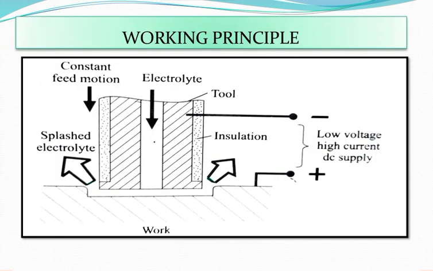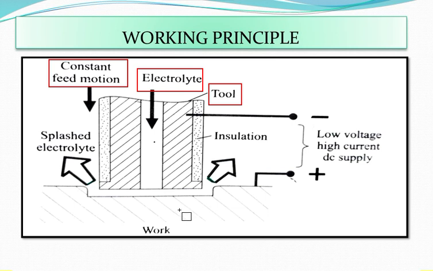Now let's have a look at this particular figure. This is the basic working principle of electrochemical machining, and this is your tool. This is the constant feed motion that I was talking about. You can see this is the portion through which the electrolyte is inserted, and insulation has obviously been provided. This is the positive terminal, this is your negative terminal.